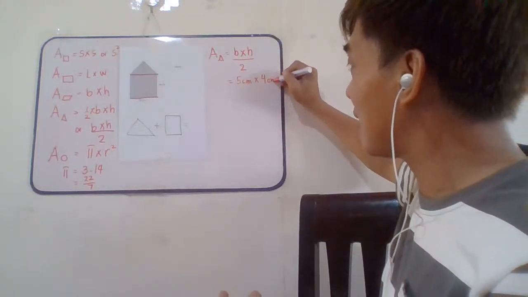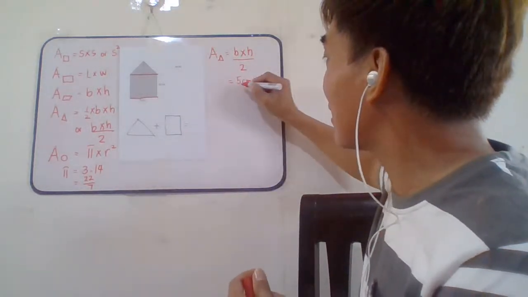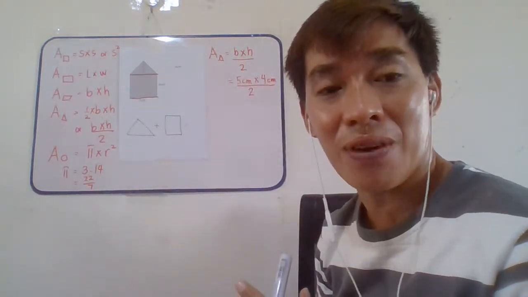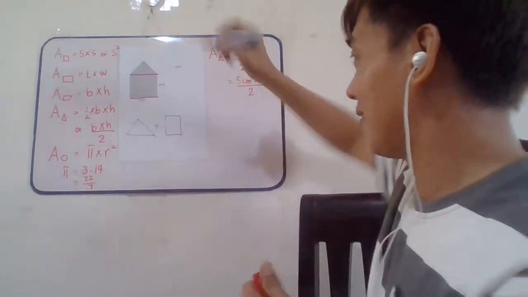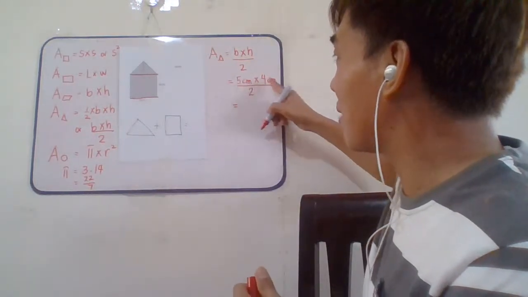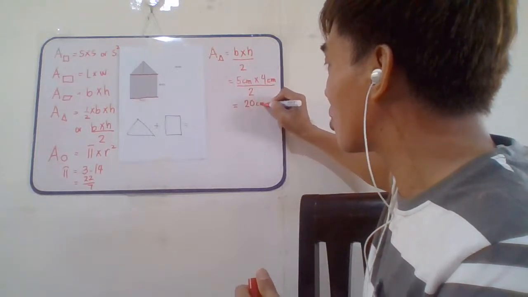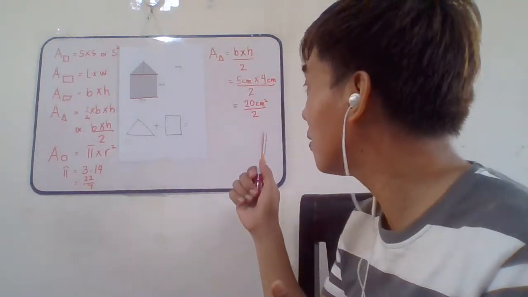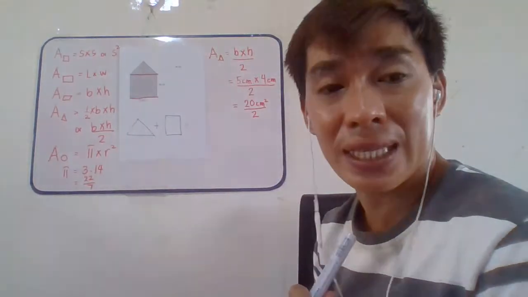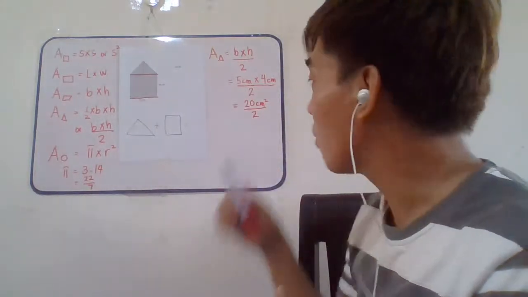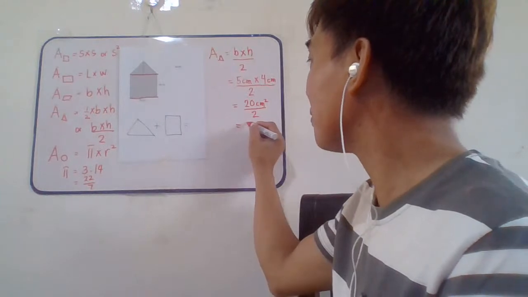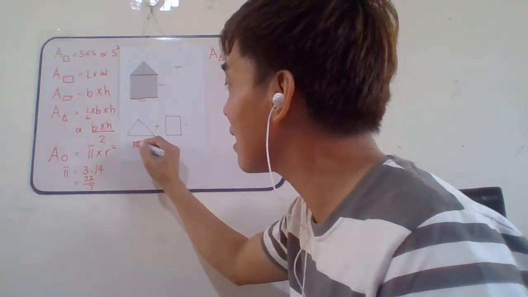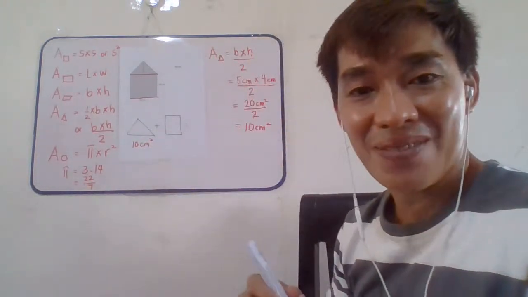Now, to get the area, you have to divide it by 2, because a triangle is half of the parallelogram or the rectangle. So 5 times 4 is equal to 20 centimeters squared, divided by 2. Half of 20 is equal to 10 centimeters squared. Therefore, the area of the triangle is 10 centimeters squared. That's how to do it.